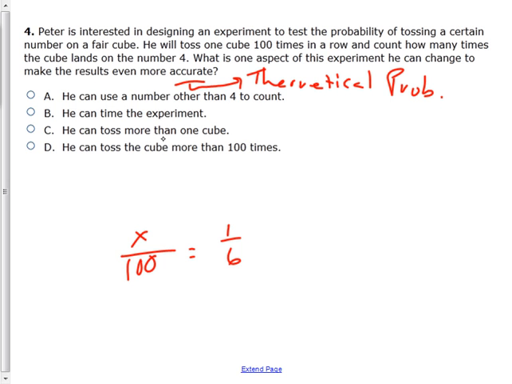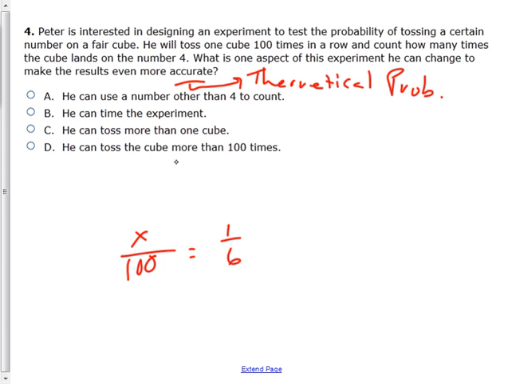He can toss more than one cube. Well, if you toss more than one cube, let's say we did 2 cubes, then we would only have to do it 50 times to get 100 rolls. So that doesn't really change anything.